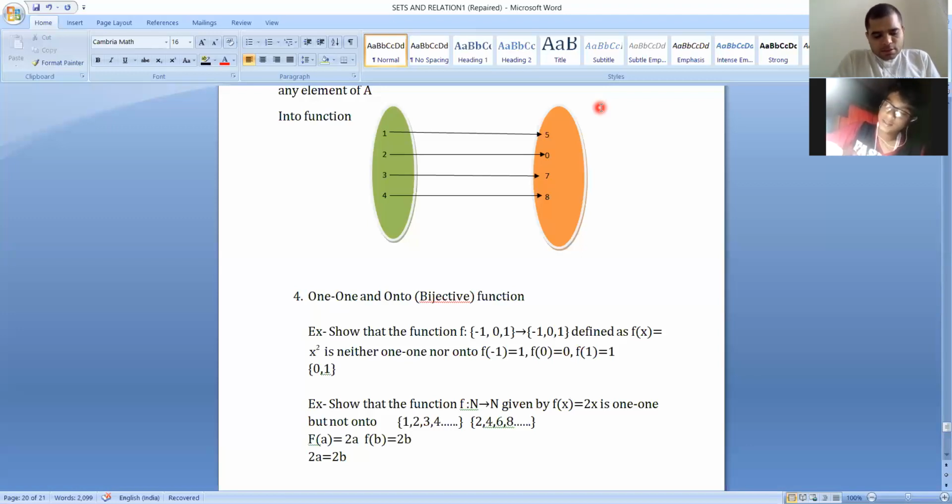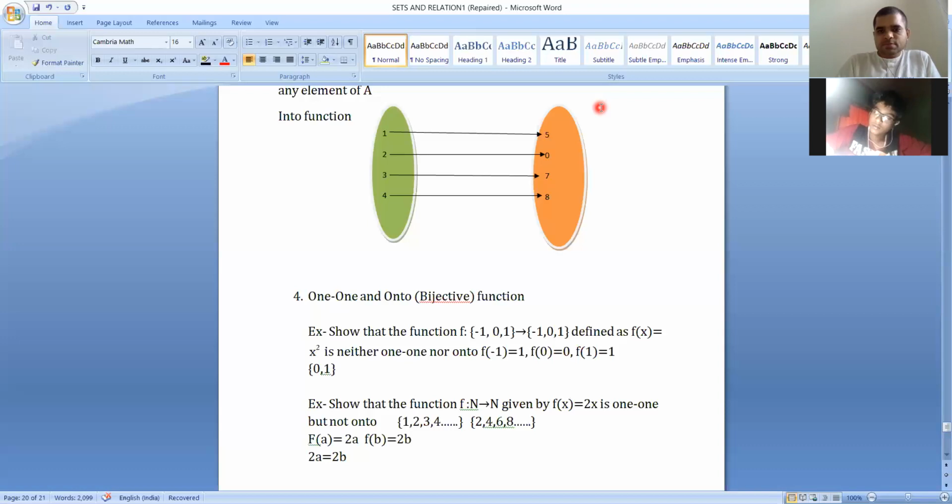So find its range. The range is asked. If you want to write the range, you can write it in roster form or set builder form. In roster form, you start from 3, 6, 9, 12, and so on. In set builder form, you can write the range R is equal to x such that x is equal to 3n and n belongs to natural numbers.